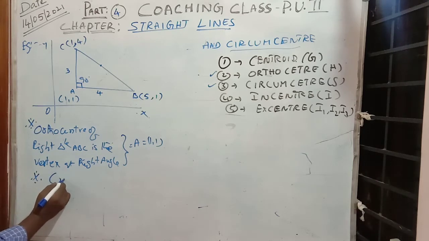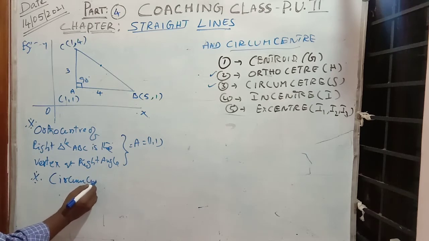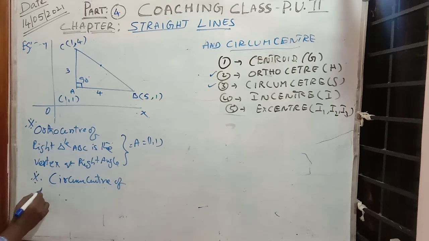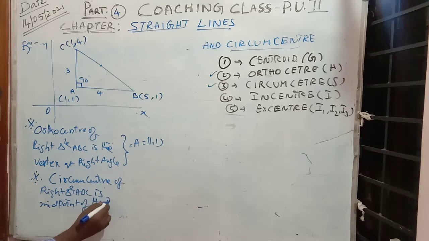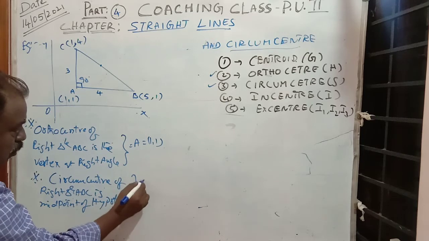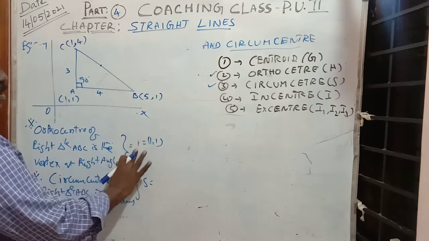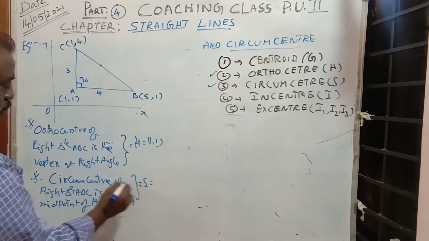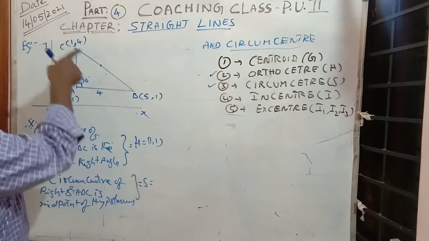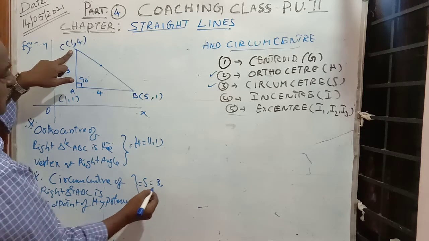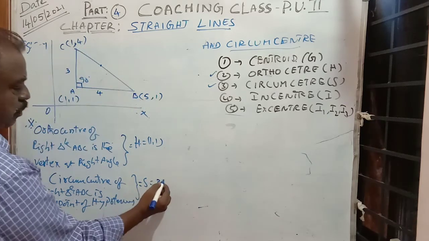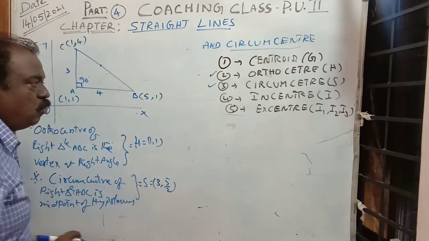Circumcenter. Okay, na? Circumcenter of a right triangle, same triangle ABC, is the midpoint of the hypotenuse. So S is equal to, circumcenter notation S, the midpoint of hypotenuse. This is the hypotenuse. And 5 plus 1, 6 by 2 means 3. 4 plus 1, 5 by 2. So this is the circumcenter, we know it.